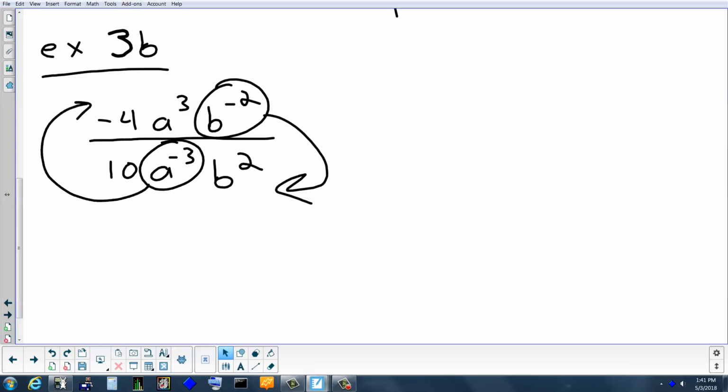What about negative 4? I thought we had to move negatives. No, because only the negative exponents move. If it's a negative base, you don't have to. That's just a regular negative. That's just a negative number.